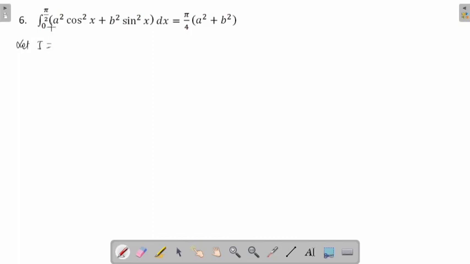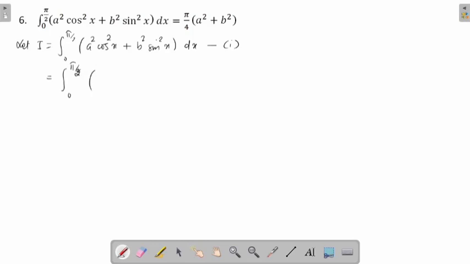So here, first we'll take I equals to this integral 0 to pi by 2 a square cos square x plus b square sine square x dx. Let me call this equation number 1. Now if you apply P4, the limit will remain as it is, so it is pi by 2.